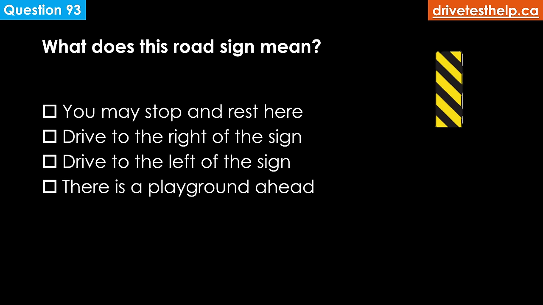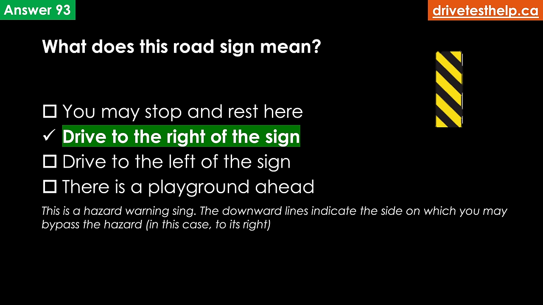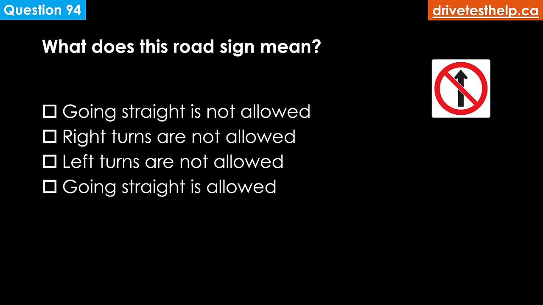This is a hazard warning sign. The downward lines indicate the side on which you may bypass the hazard. In this case, to its right. What does this road sign mean? Going straight is not allowed.